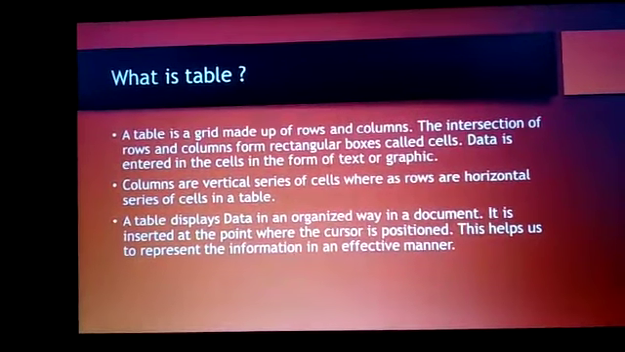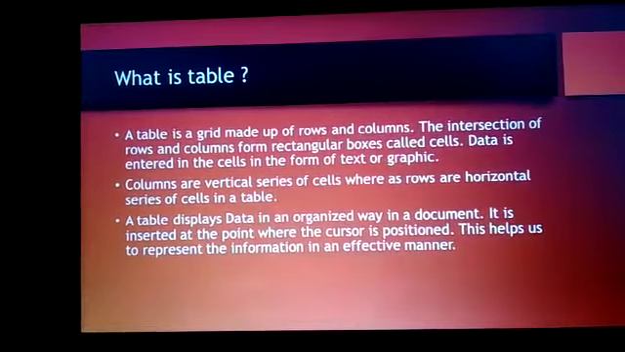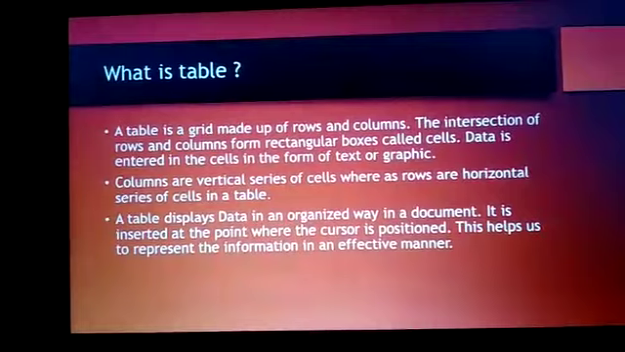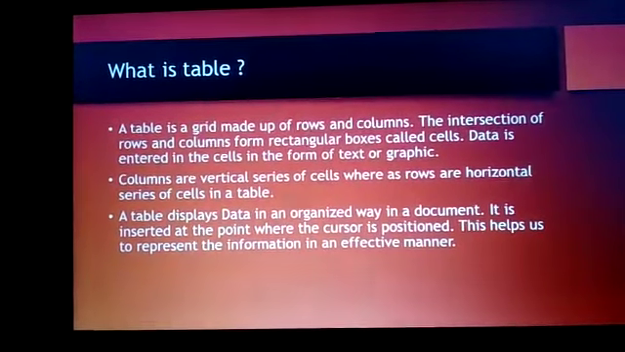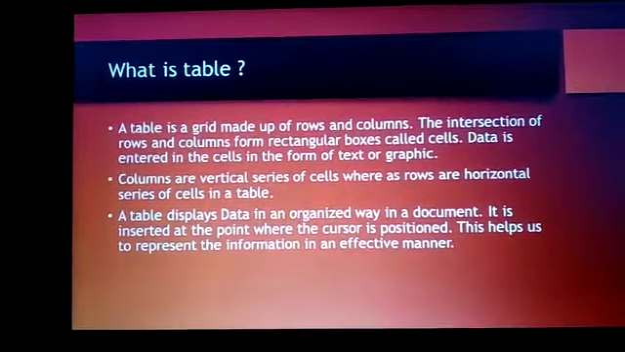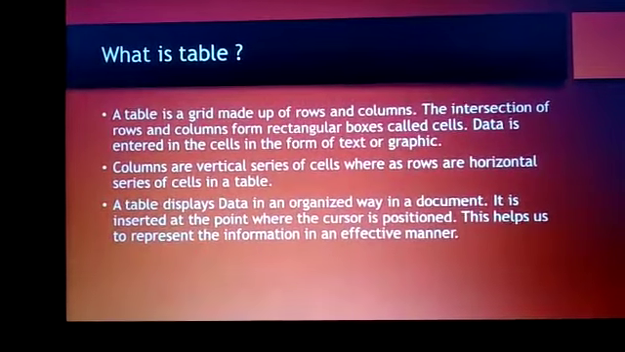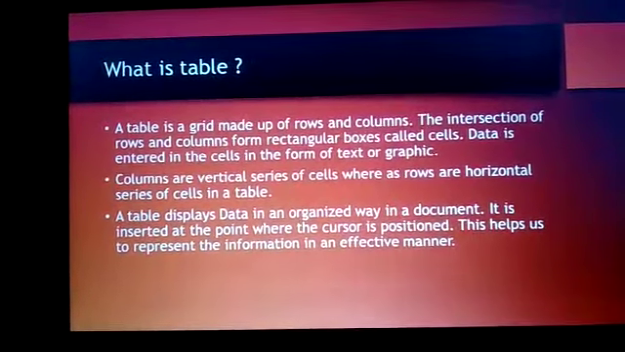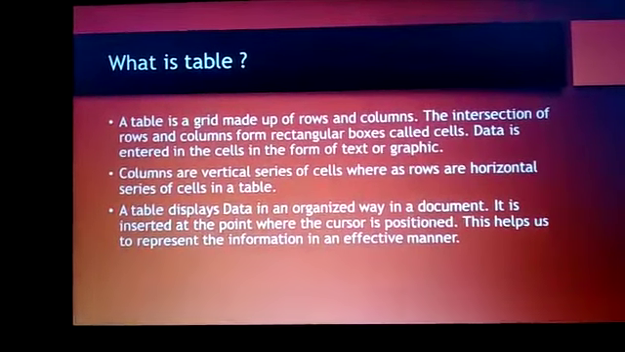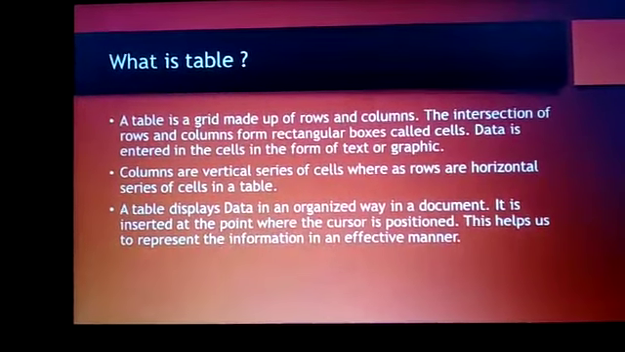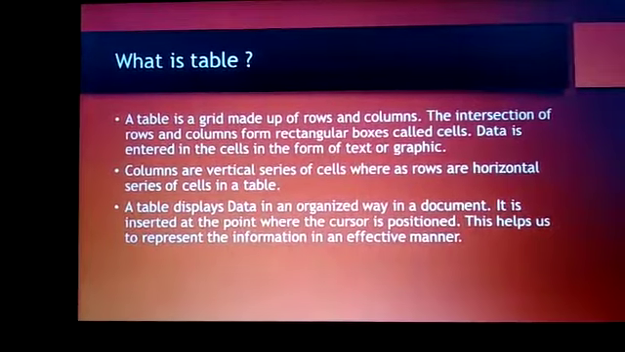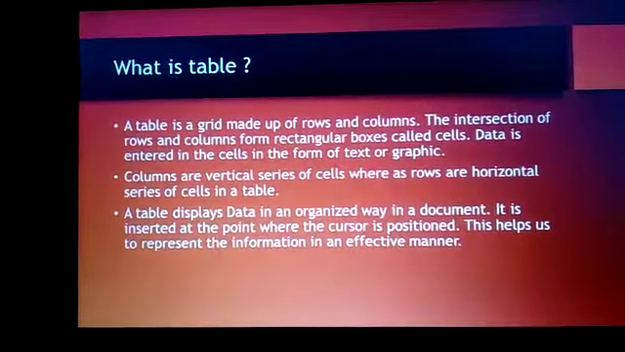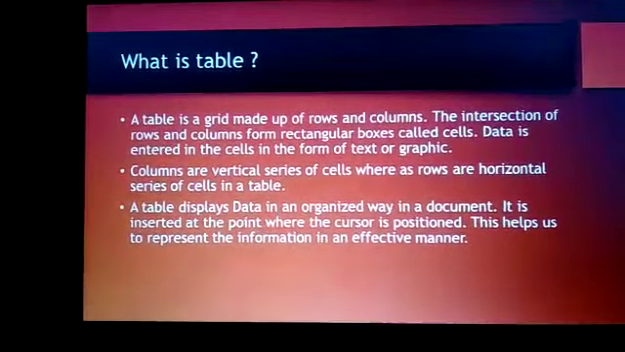Data is entered in the cell in the form of text or graphics. So how we will enter the data? We will enter the data in the cell in form of text or graphics. So next part is column. What is column? Columns are vertical series of cells, whereas rows are horizontal series of cells in a table. So vertical means north to south and horizontal means east to west.